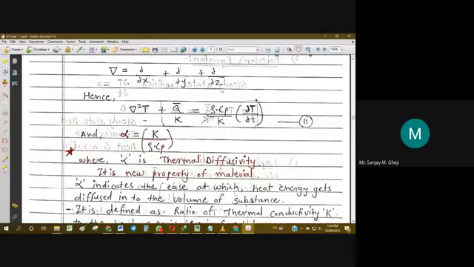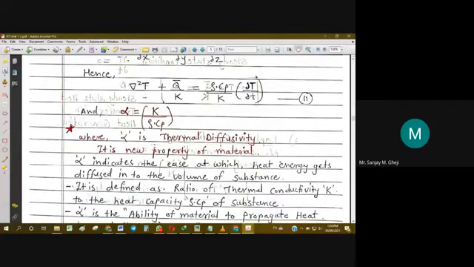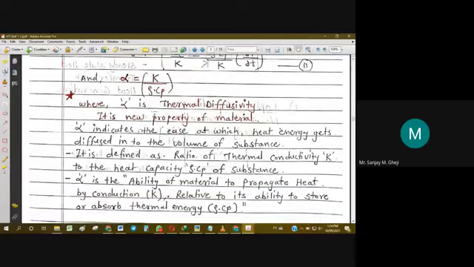If we take the reverse of this, it will be alpha equal to k upon rho Cp, and this alpha is a new property of material. It is named thermal diffusivity of material. Let us see what are the implications of this alpha. So alpha is equal to, in numerator we have conductivity and in denominator we have rho into Cp. Cp is the heat capacity, specific heat of material.